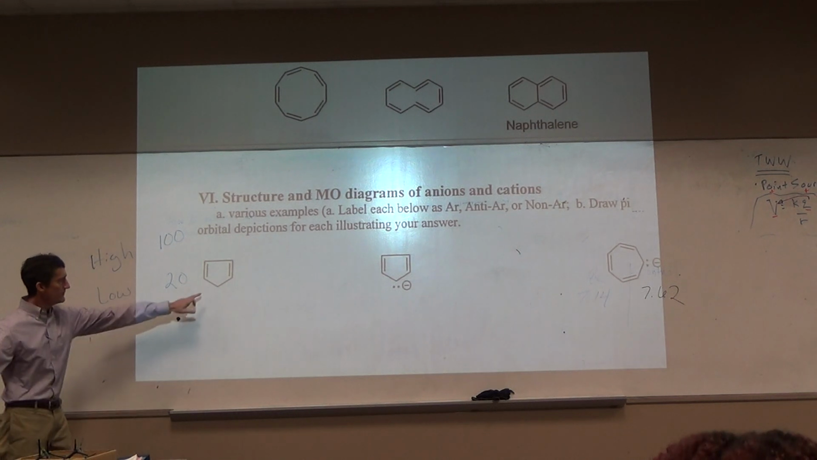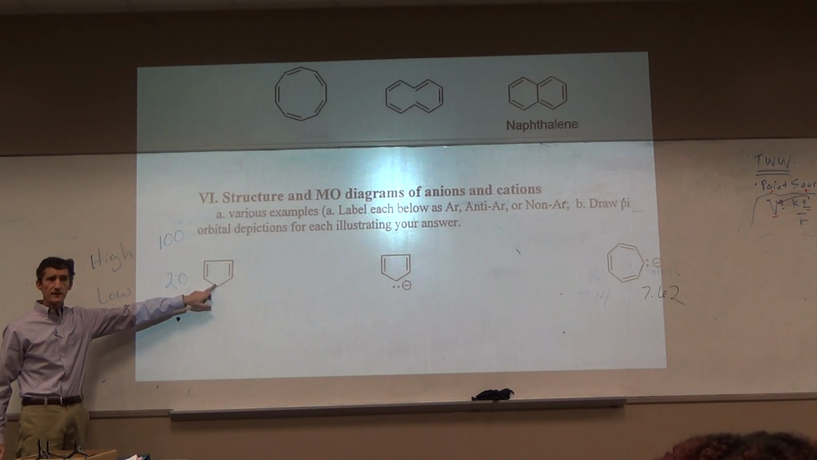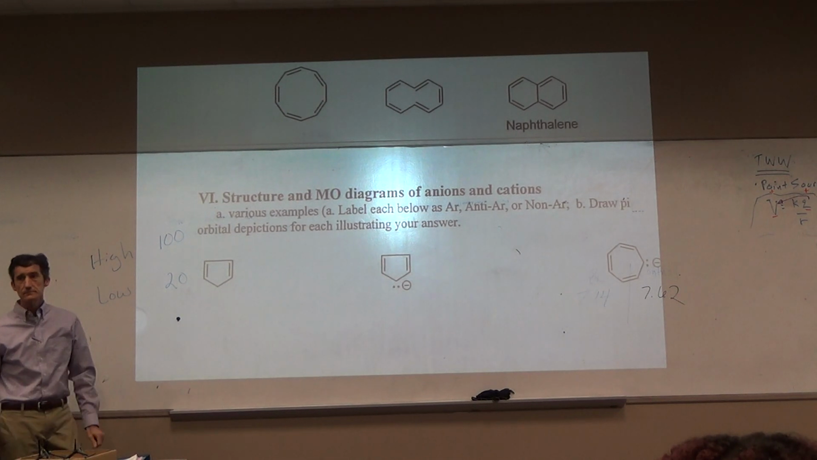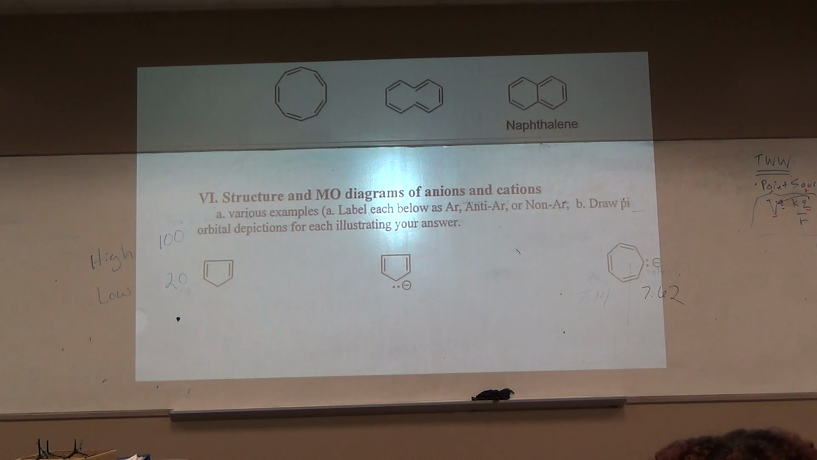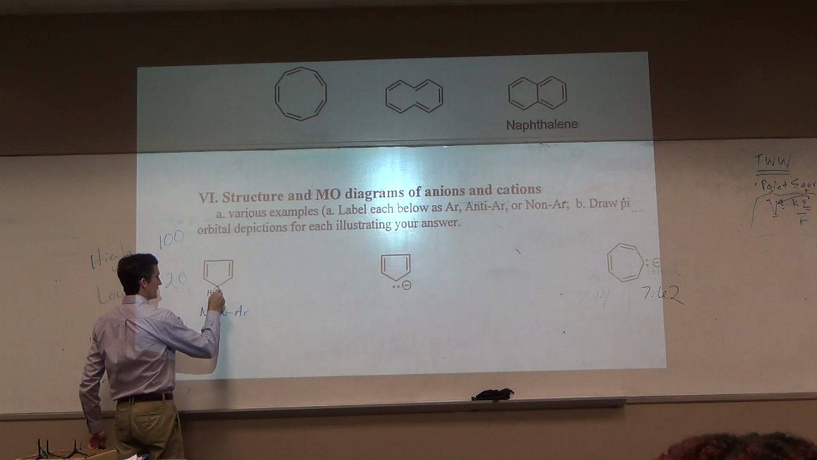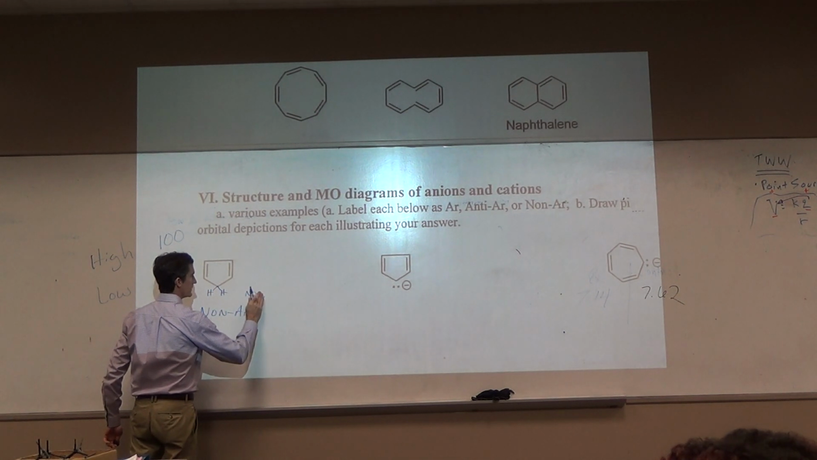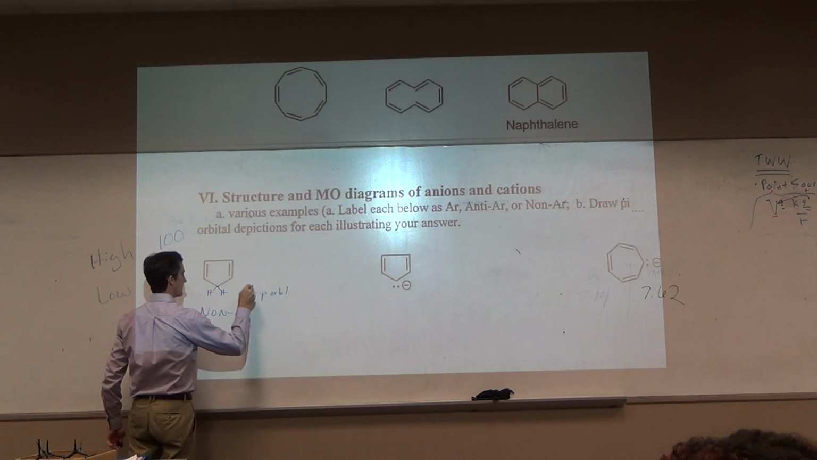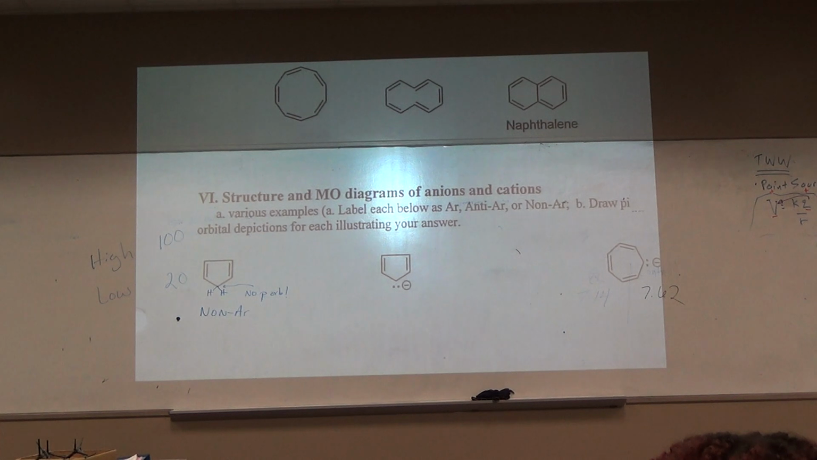Okay, top down here. Aromatic, anti-aromatic, or non-aromatic? Non-aromatic. There's two H's here. That carbon's sp3, no p orbital. Is this a cyclic conjugated system? No. Then it's neither aromatic nor anti-aromatic. We just call this non-aromatic. This is no more aromatic than water or butane or ethanol. Non-aromatic, no p orbital.